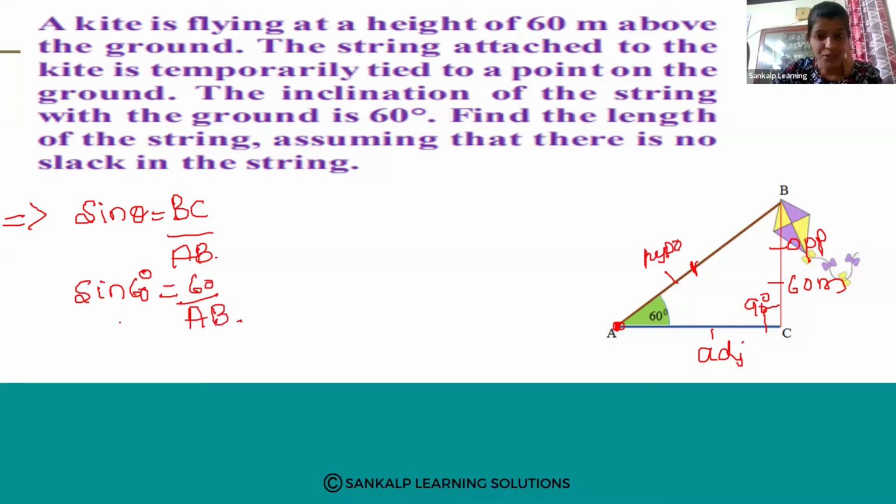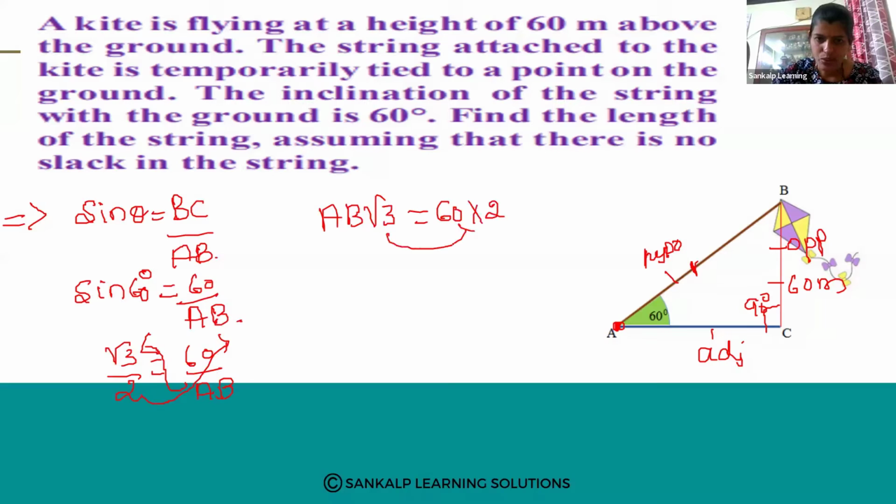Sin 60 degree. What is the value of sin 60 degree? That is root 3 divided by 2, equal to 60 divided by AB. Now, transfer this AB to this side and 2 to this side. So it will be AB into root 3 is equal to 60 into 2. Now transfer this root 3 to this side. AB is equal to 60 into 2, that is 120 divided by root 3.